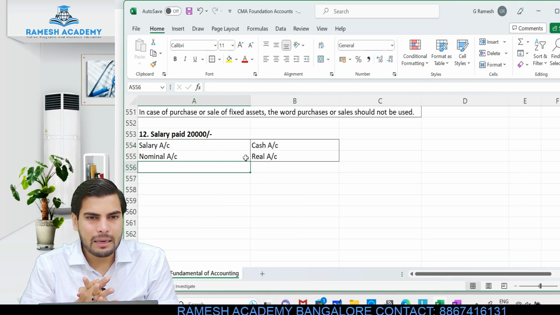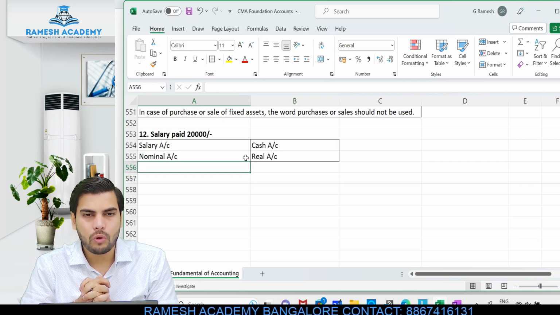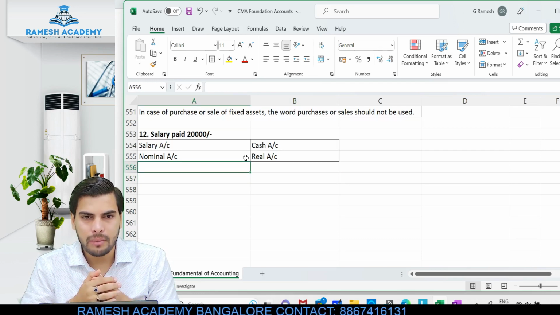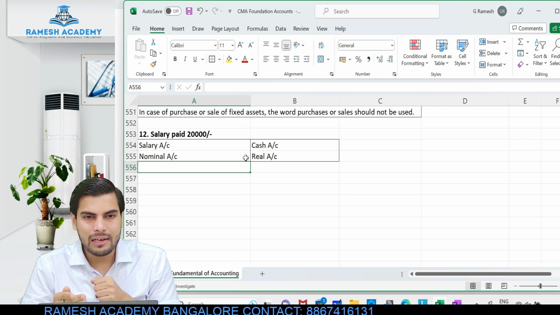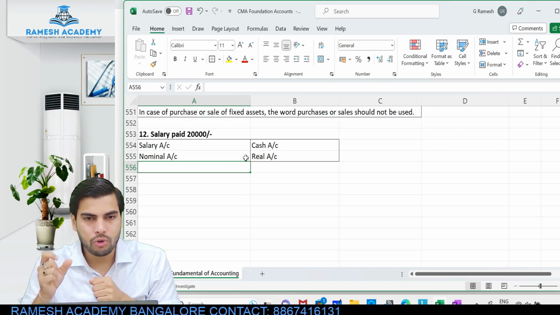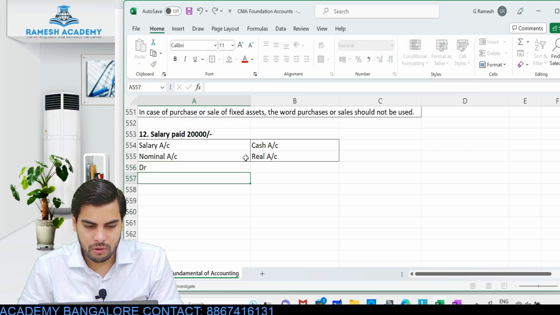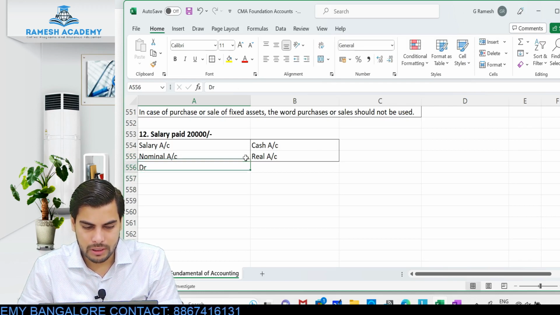Now let us apply the rule of nominal account. What is the rule of nominal account? It states: debit all expenses and losses, credit all income and gain. So this salary which the company is paying to its employees, don't you think it's an expense for the business? Correct? So we just need to debit it. Debit all expenses and losses.